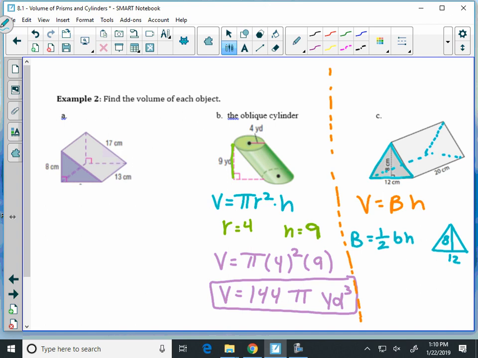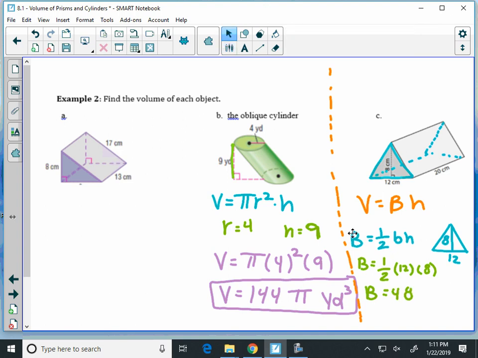So then just looking at your base, we're not looking at anything else in that prism, just the base right now. We have 1 half times, what's the base of that triangle? Looking at that diagram, what's the base of that triangle? What's the height of that triangle? 8. So when you plug that in your calculator, what's 1 half times 12 times 8? 48. So that's the area of your base.